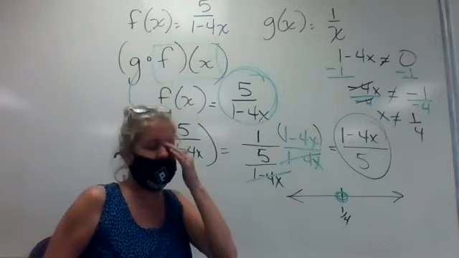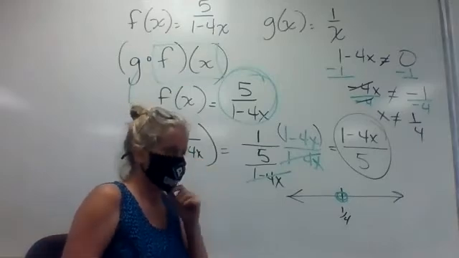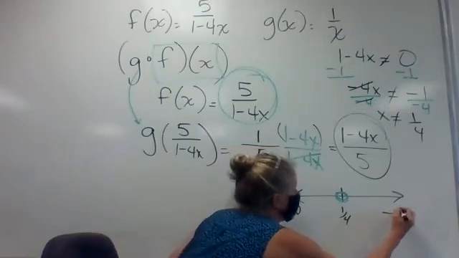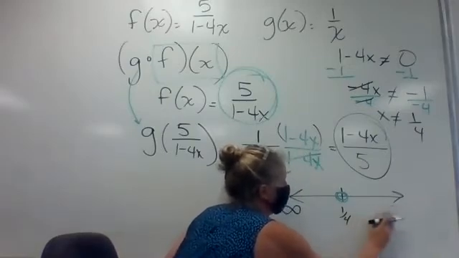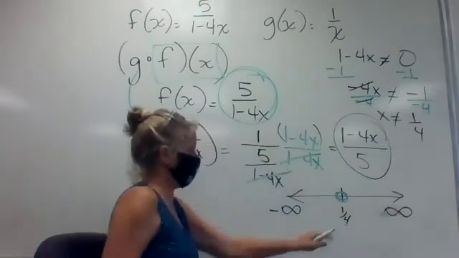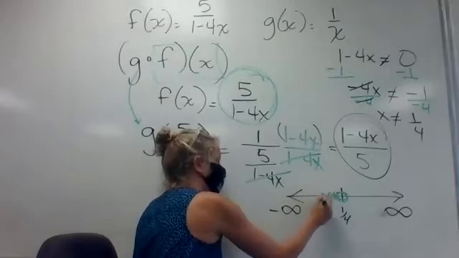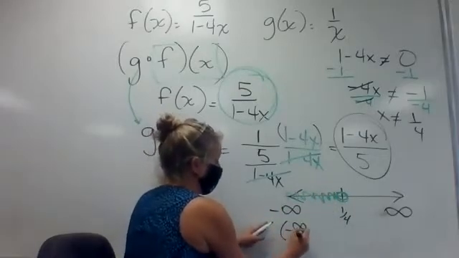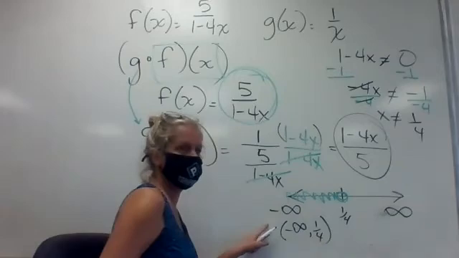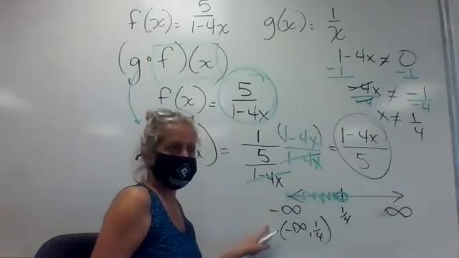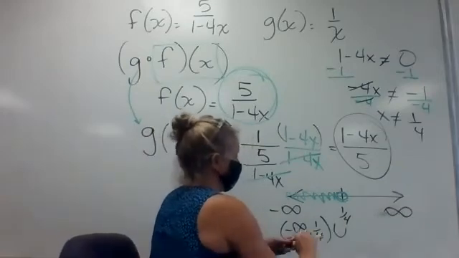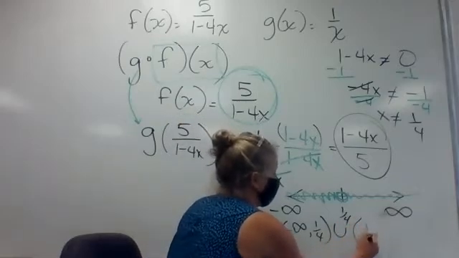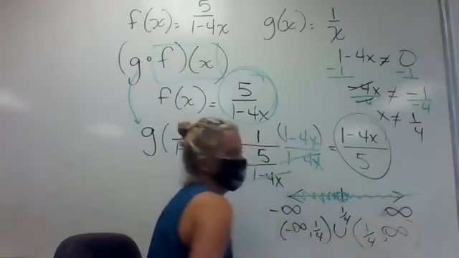But I do want to show that x can be any other number on this entire number line except 1/4. So all of this side of it would be from negative infinity to 1/4. And all of this side of it's okay. So that would be 1/4 to infinity.